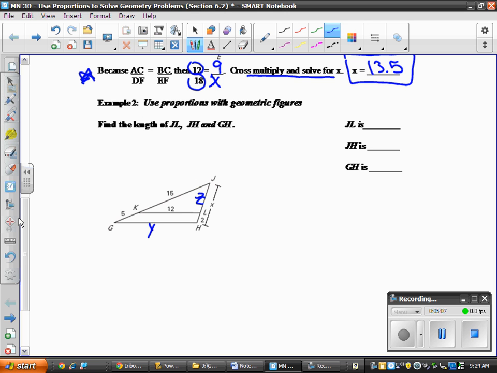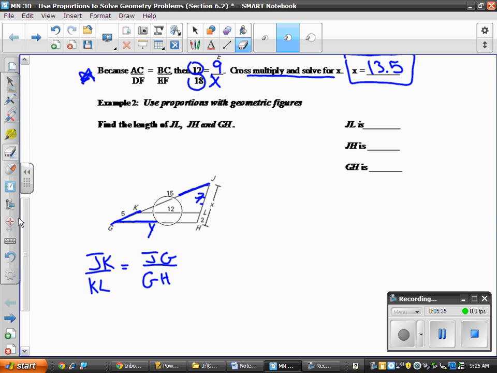So I can say JK, this length right here, over this length right here, which is KL, is going to equal the length of JG over GH. So if that's the case, now I can substitute the values in that I want, and I'm going to erase it so it doesn't get too messy here.